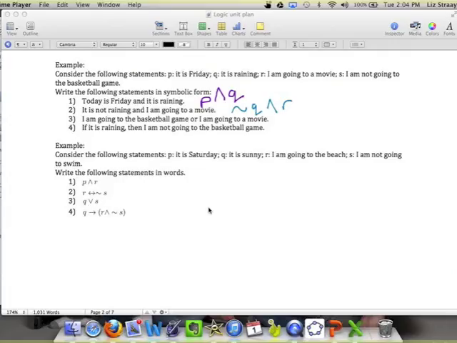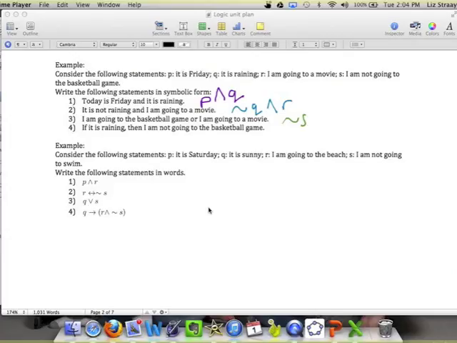I am going to the basketball game. Okay, so S says I am not going to the basketball game. So if I want to say I am going to the basketball game, I have to do squiggle S. That's like a double negative. So this says I am not going to the basketball game, which would mean I am going to the basketball game. Okay, so if the phrase is already negated and we want it to not be negated, we still use the squiggle.